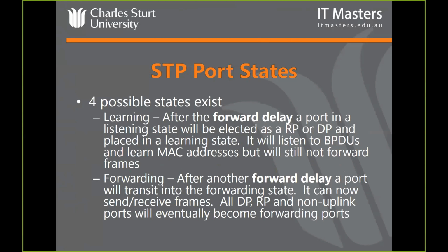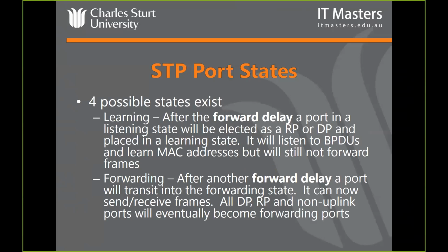Next state is learning. So after a delay called a forward delay, a port will listen. The port in a listening state can then be elected as a root port or a designated port, and once that's happened, it'll be placed into a learning state, in which case it'll still listen to BPDUs, but it will also start to learn MAC addresses, but it's still not forwarding at this stage. Then after another forward delay, and we'll look at these times in a minute, the port will transition into the forwarding state, and it can now do anything. Can send, receive frames. All designated ports, root ports, and non-uplink ports will eventually become forwarding ports.